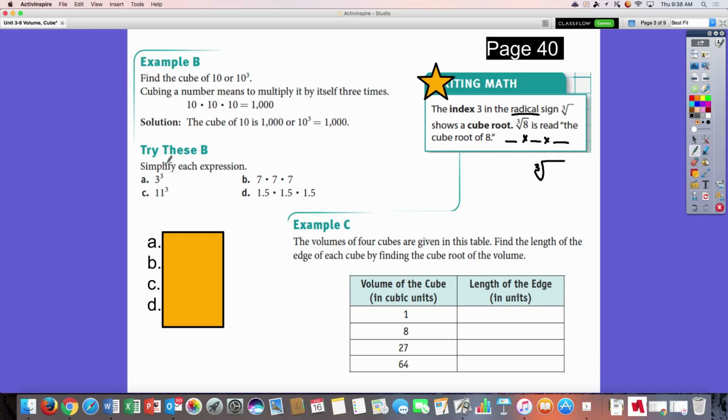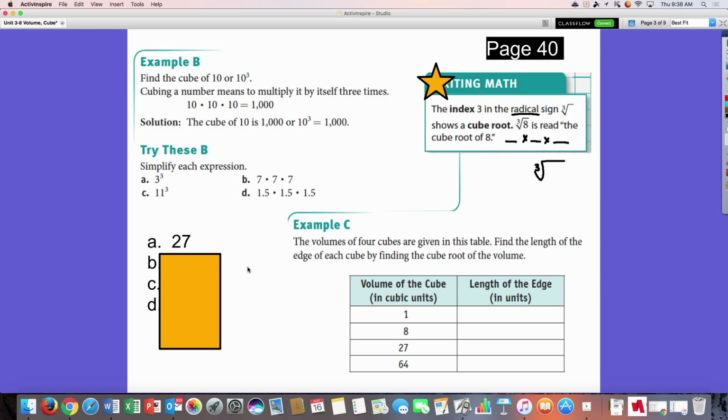Sometimes you'll see a square root, sometimes you'll see a cube root. All right, let's try these ones. 3 cubed is what? 3 times 3 times 3, or 27. When I say peanut butter, I want you to press pause and work out B, C, and D. Yes, it's okay to use a calculator for these. Peanut butter! Welcome back. I hope you hit pause there and work those out.